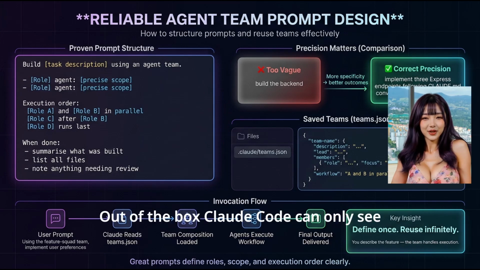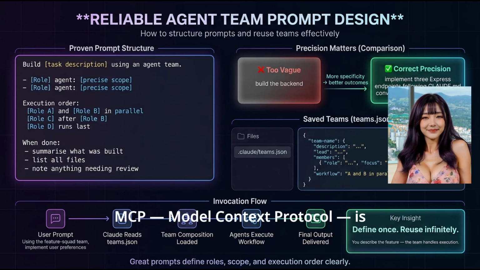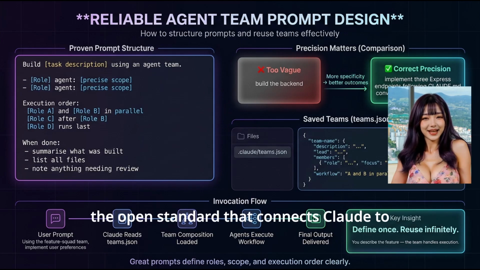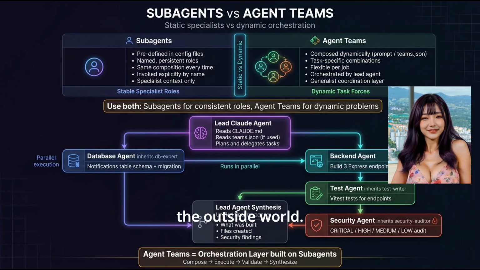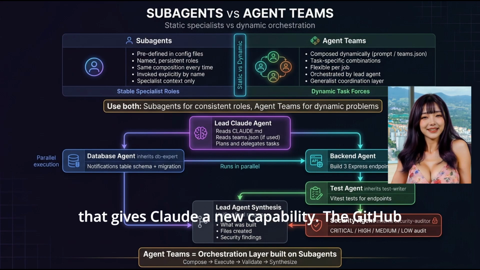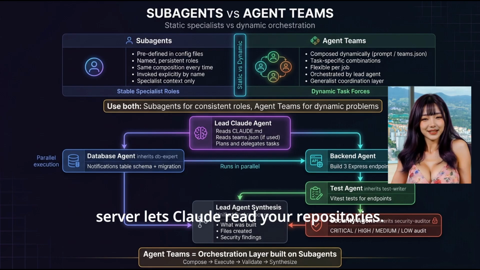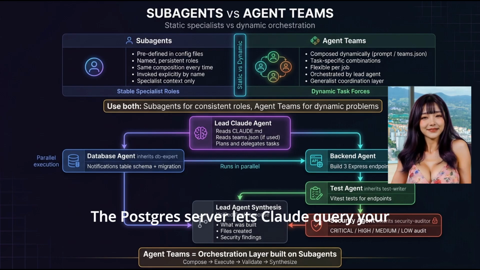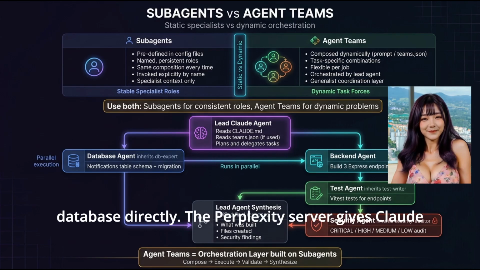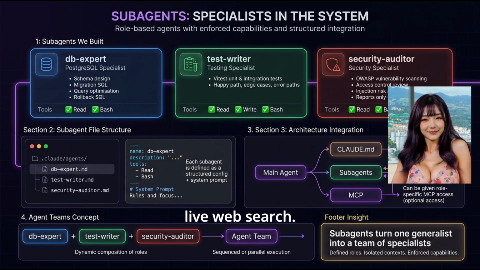Out of the box, Claude Code can only see local files and run terminal commands. MCP, Model Context Protocol, is the open standard that connects Claude to the outside world. Think of each MCP server as a plugin that gives Claude a new capability. The GitHub server lets Claude read your repositories. The Postgres server lets Claude query your database directly. The Perplexity server gives Claude live web search.